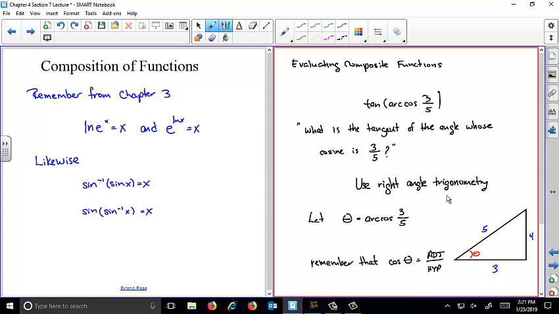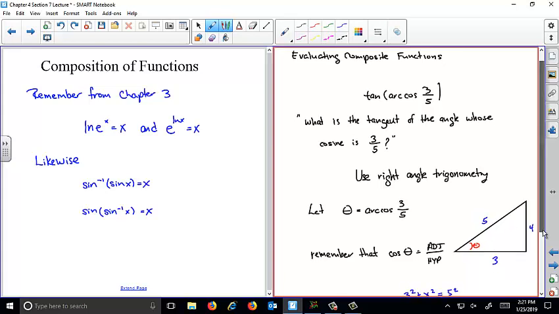So you create this right triangle, and you say let theta be the angle whose cosine is 3/5. So for this part we put in theta: the tangent of theta, where theta is the arc cosine of 3/5. Well, remember the cosine is the length of the adjacent side to the hypotenuse. So I can use this fraction to specify the length of the adjacent side, 3, and the hypotenuse, 5.